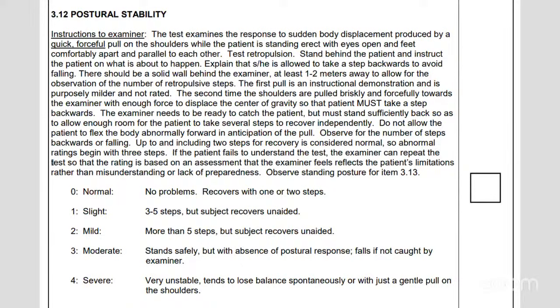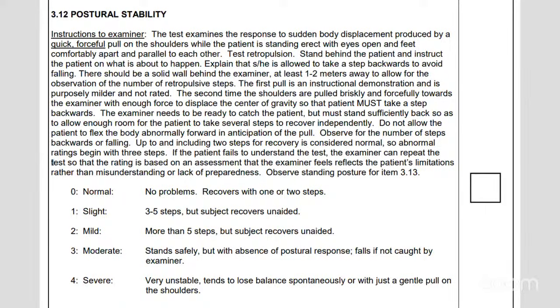There should be a solid wall behind the examiner, at least 1 to 2 meters away, to allow for the observation of the number of retropulsion steps. The first pull is an instructional demonstration and is purposely milder and not rated. The second time, the shoulders are pulled briskly and forcefully towards the examiner with enough force to displace the center of gravity, so that the patient must take a step backward. The examiner needs to be ready to catch the patient but must stand sufficiently back so as to allow enough room for the patient to take several steps to recover independently.